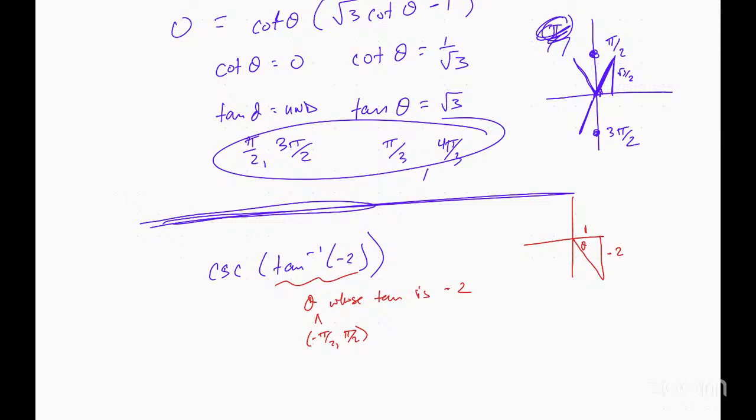But now we want the cosecant of that. So the cosecant is equal to the hypotenuse over the opposite, right? So I need the hypotenuse here. That's root 5. So the hypotenuse is root 5 over the opposite, which is -2. So that's your answer. Root 5 over -2. Good?